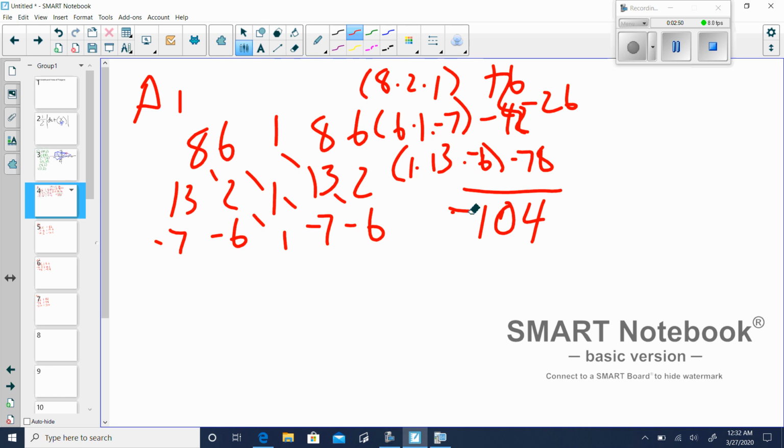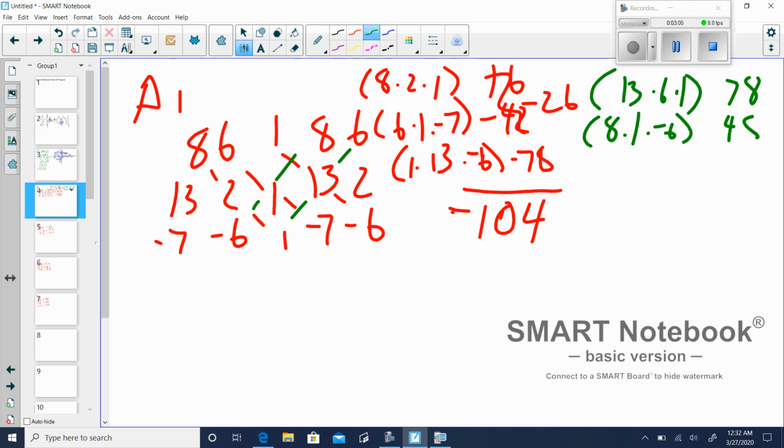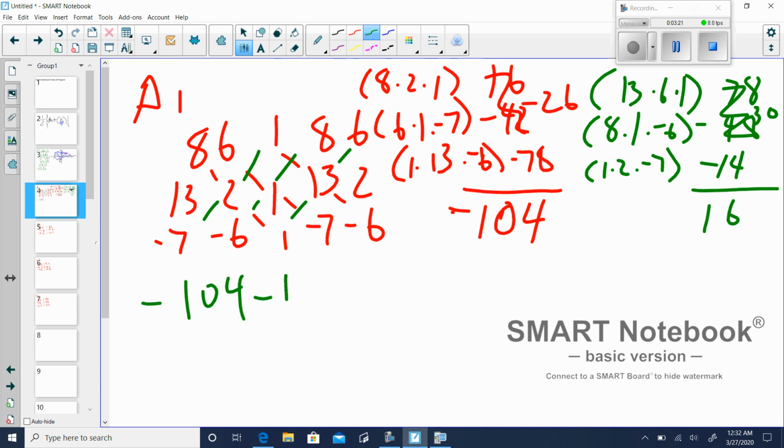All right. Now let's see what happens when we go from right to left. So we have 13 times 6 times 1, 78. We have 8 times 1 times negative 6. That's negative 48. And then we have 1 times 2 times negative 7. It's negative 14. So 78 minus 48 is 30. 30 minus 14 is 16. So negative 104 minus 16 is negative 120.